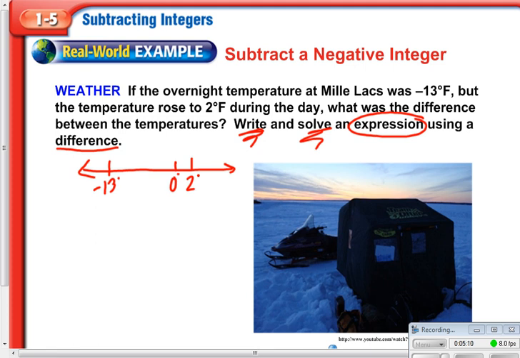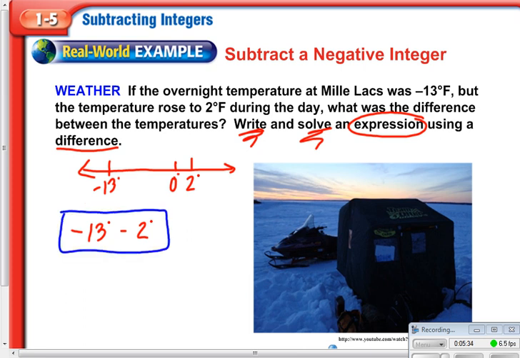Now we need to write and solve that. In order to write that, we're going to start with our temperature at 13 degrees. We need a difference, and the difference is subtraction. So we are going to subtract by what we get to, 2 degrees. That is our expression. Okay? That is one of our answers.